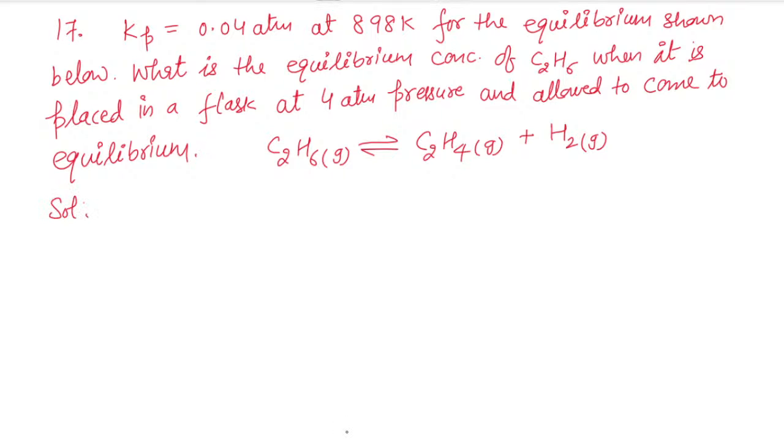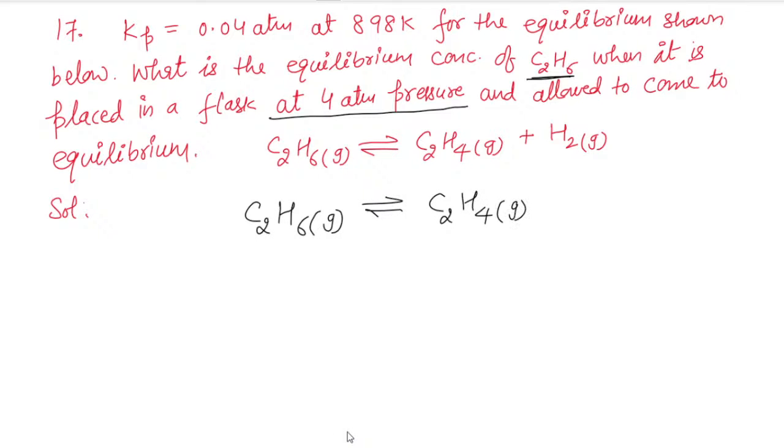See, Kp is given to us, in atmosphere, and its value is 0.04. The question is the equilibrium concentration of C2H6 when it is placed in a flask at 4 atmosphere pressure and allowed to come to equilibrium. So first of all we should write the reaction. The reaction is C2H6 to give C2H4 gas plus H2 gas.